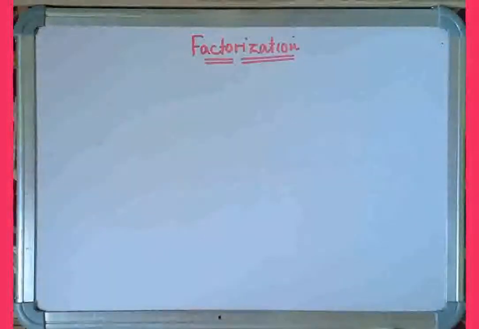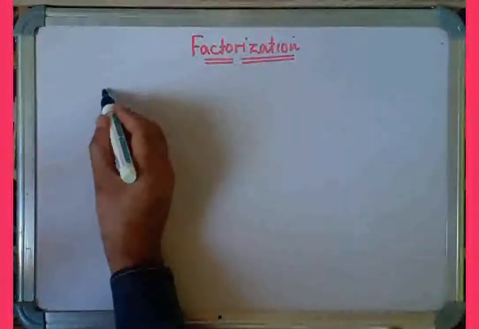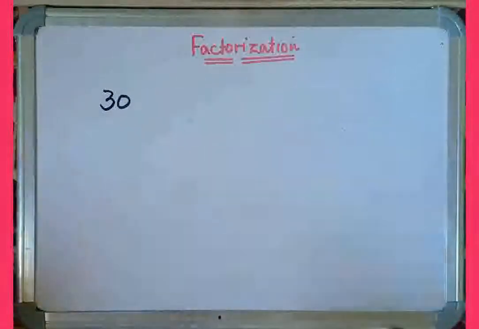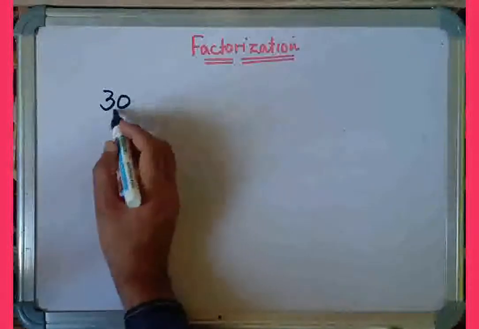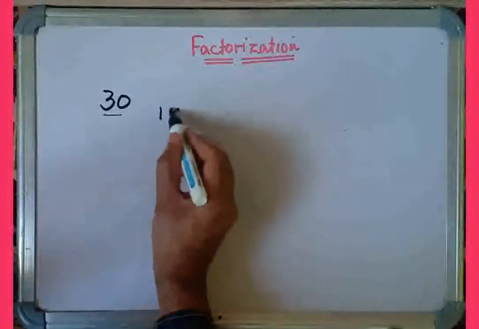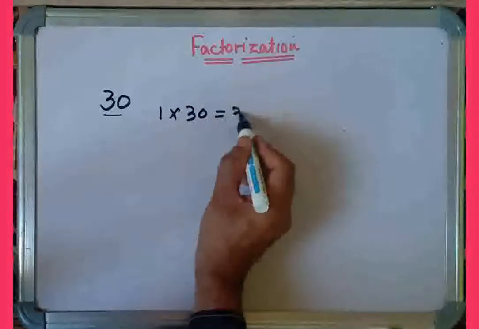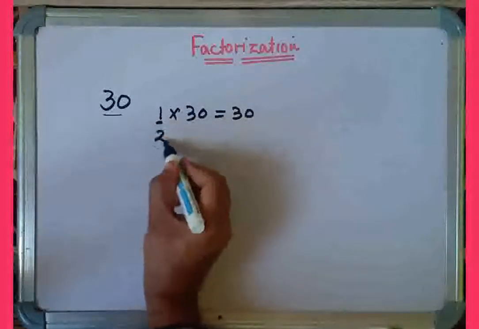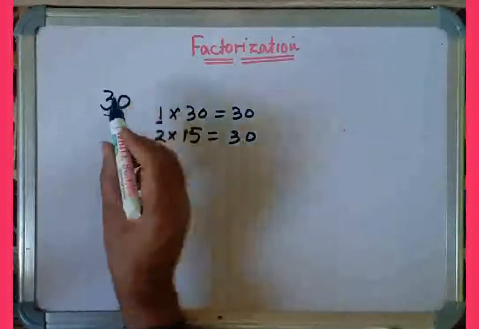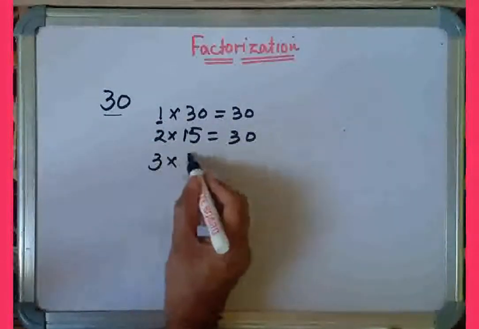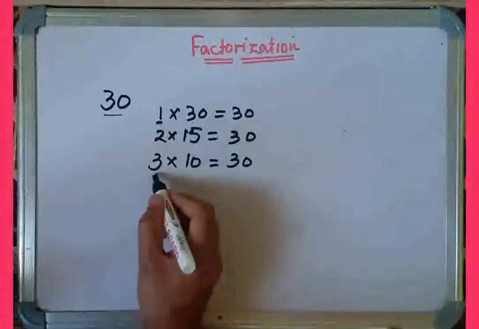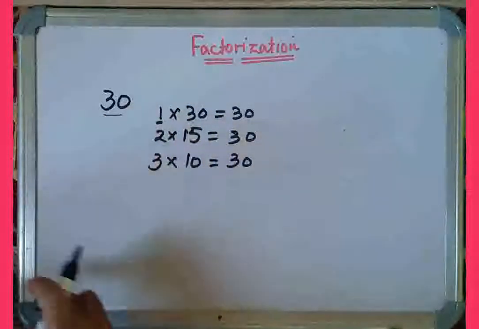Let's take another number, any natural number, say for example 30. So the question is, how can we obtain its factors? Let's try to find what are those numbers which exactly divide this number. 1 into 30 is equal to 30, so that means 1 divides 30. 2 into 15, 2 fifteens are 30, so 2 also divides 30 exactly. 3 into 10, 3 also divides 30 exactly, 3 tens are 30. 4 does not divide this number 30.